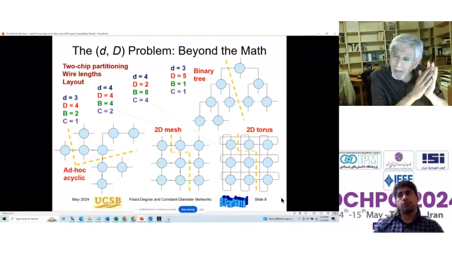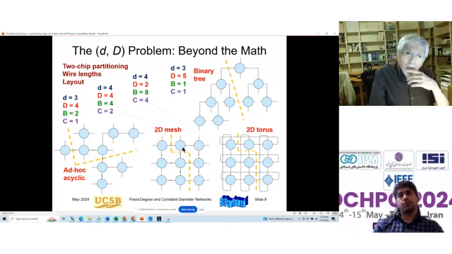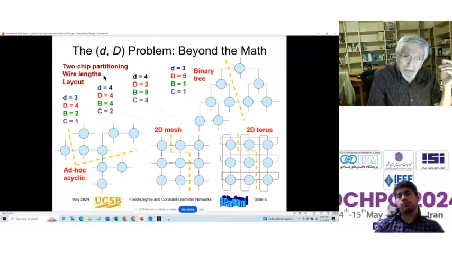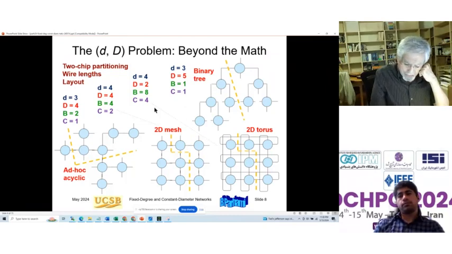Now today, I'm going to ignore for the most part, given the limited time, all these various practical things like partitioning of networks, VLSI layout, wire length, robustness, and just focus on topology. In other words, how to connect nodes so that from a graph theoretic point of view, we have desirable properties for these networks.